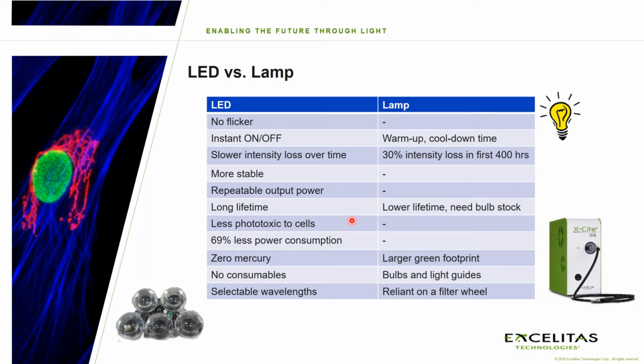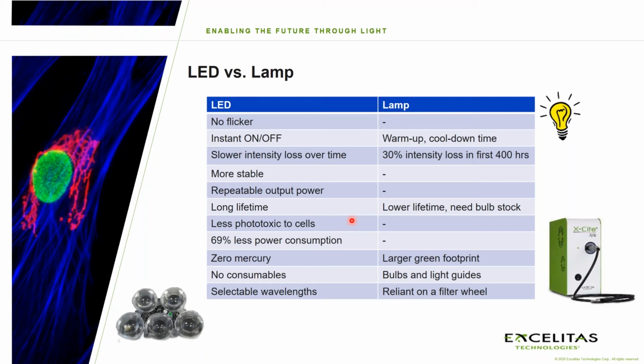LEDs, from a study that I did a few years ago, seem to be less phototoxic to cells than lamps. And I can send you the link to that paper if you're interested in more details. But it was very preliminary results that showed that cells are happier when being imaged by LEDs versus lamps. And there's one where a worm actually stops moving when imaged with a lamp, but he continues to wiggle when imaged with LEDs.